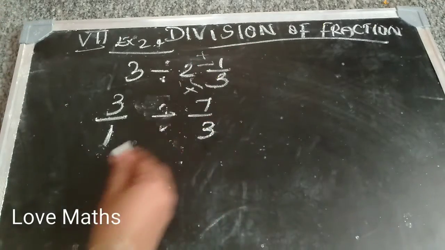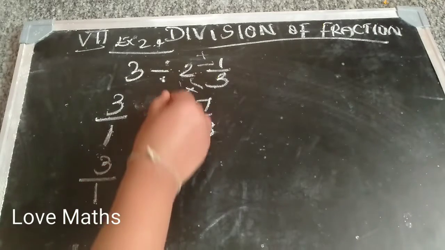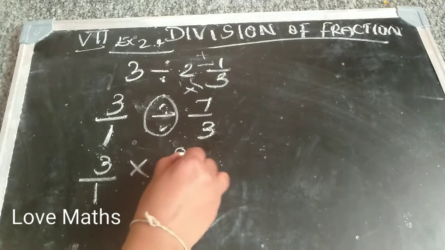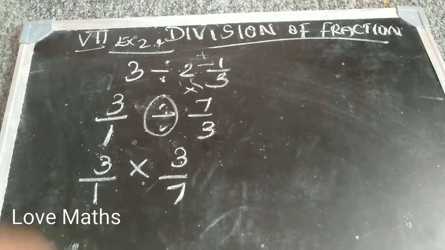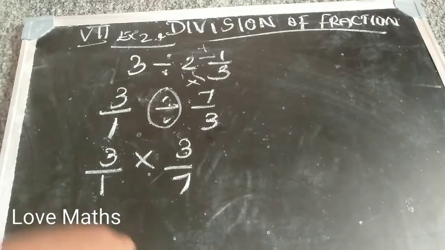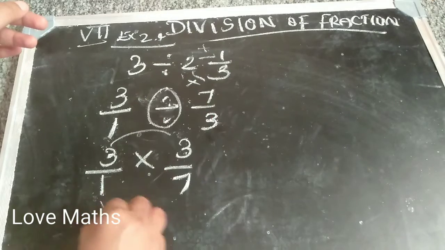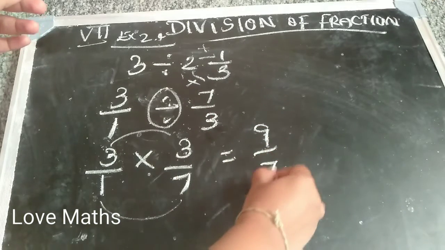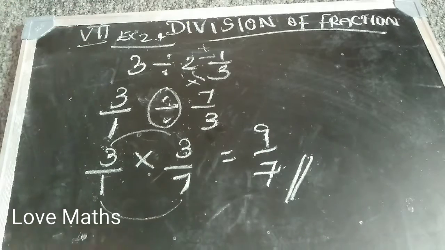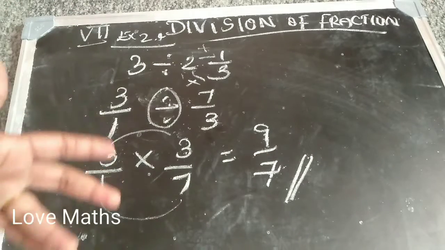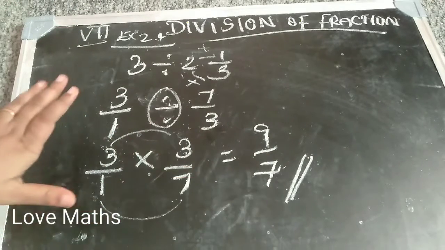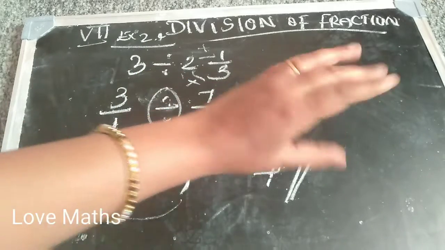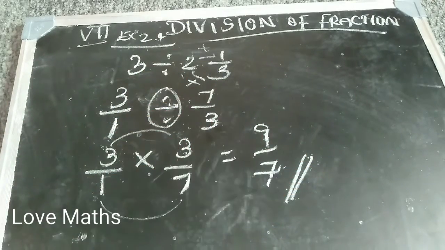Now both are in fraction format: 3 by 1 divided by 7 by 3. This division I want to convert as multiplication. 7 by 3, how to write? 3 by 7. Okay, now how to multiply? Numerator into numerator, denominator into denominator. 3 3s are 9, 1 7 is 7. Some children get confused, taking LCM and doing everything. Don't do it like that. You just multiply numerator into numerator, denominator into denominator.